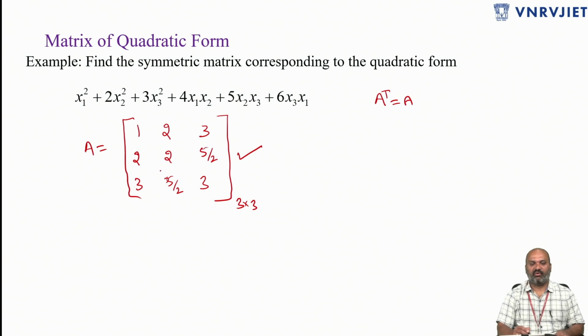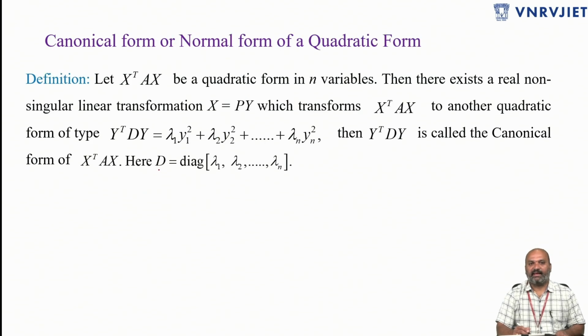Okay. Let's move on to the next. Canonical form or normal form of a quadratic form. Of course, canonical form or normal form is also a homogeneous expression of second degree. But what is the difference between canonical form and quadratic form?